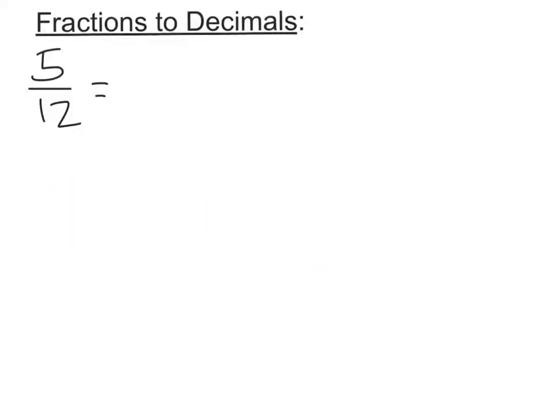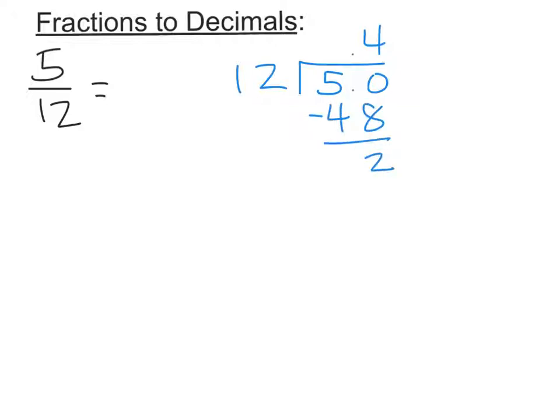For another example, here we're converting 5/12 to a decimal, so we're going to take 12 and divide it into 5. Obviously it won't go into 5, but we'll do 5.0 and put the decimal right above there in the answer. Now 12 will go into 50 4 times, which will give us 48. Subtract, get a remainder of 2, and then grab another 0 and bring it down.